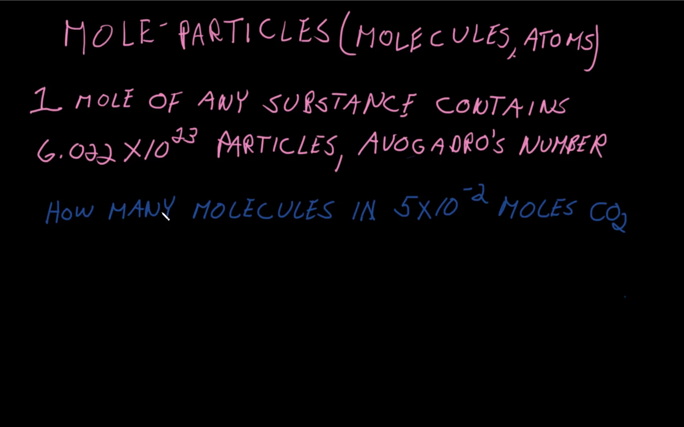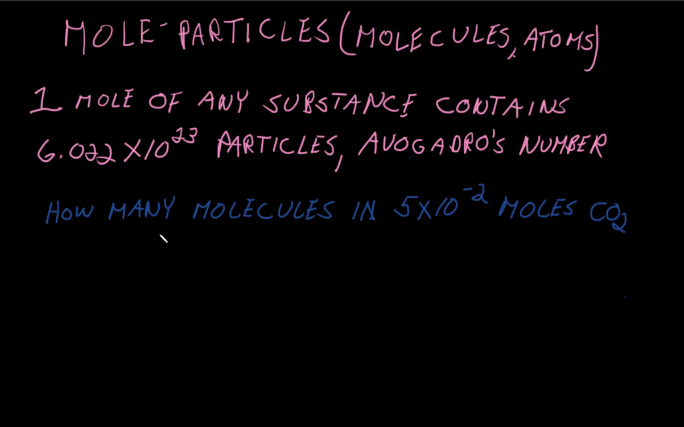Today we're going to look at a couple of conversions between moles and the number of particles. The particles could be molecules or they could be atoms. The conversion is 1 mole of any substance contains 6.022 times 10 to the 23rd particles, and again, that could be the number of molecules and also atoms. This is also referred to as Avogadro's number. So we're going to do a couple conversion problems here just to demonstrate this.